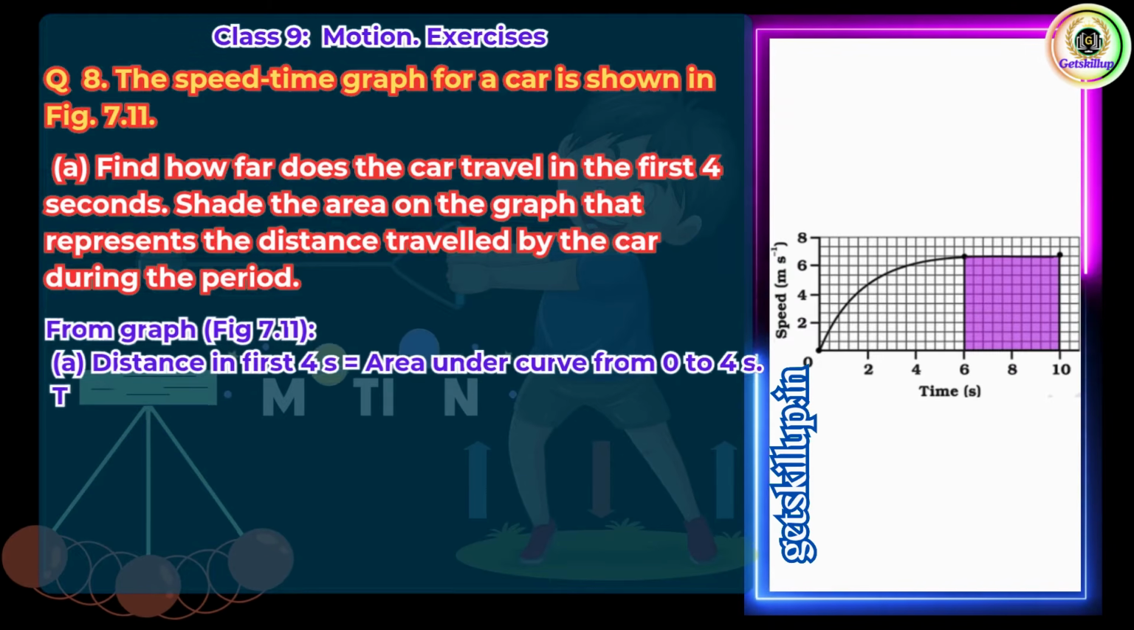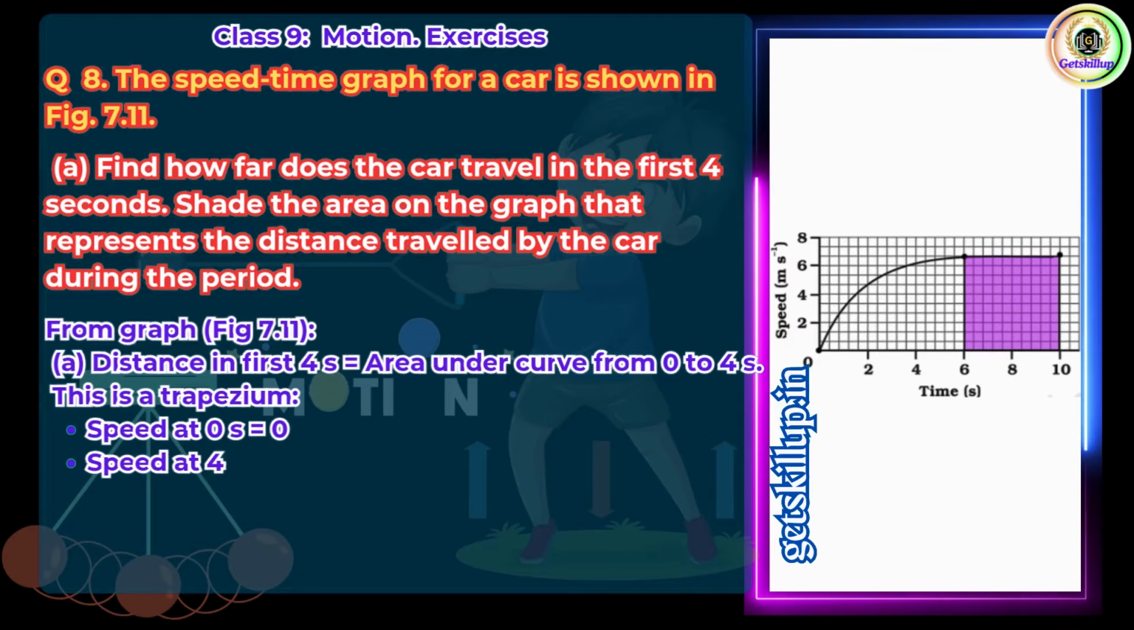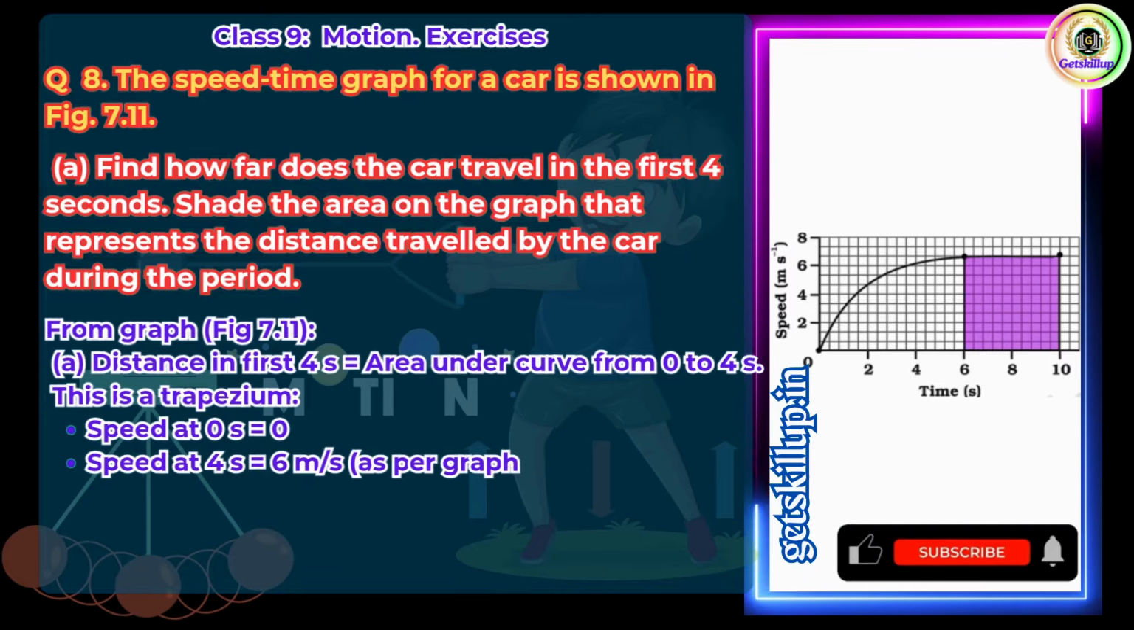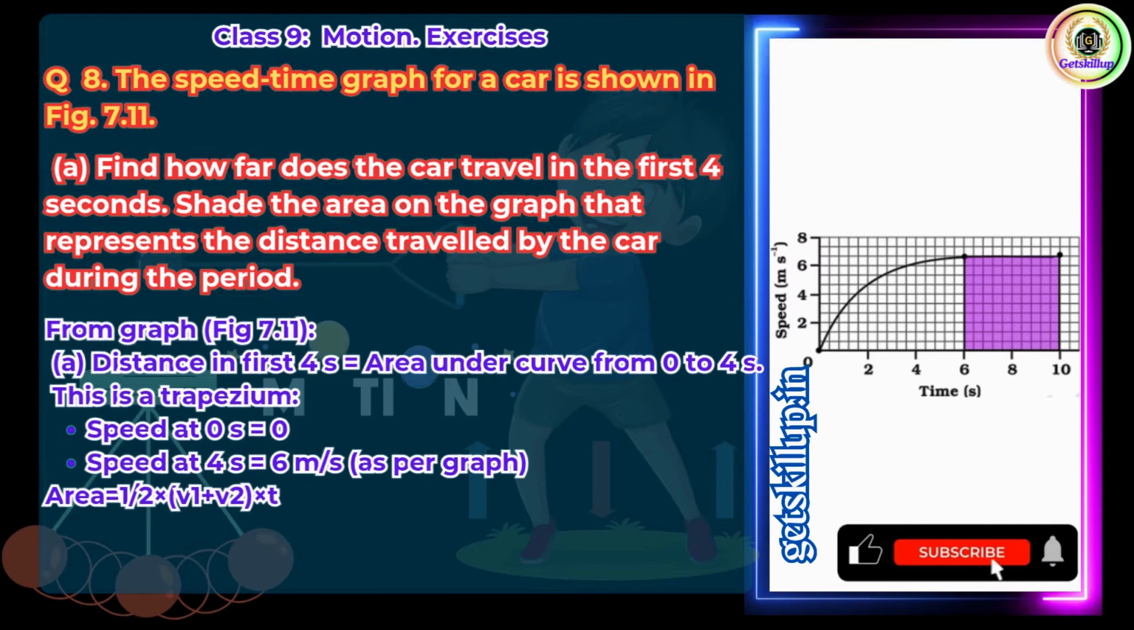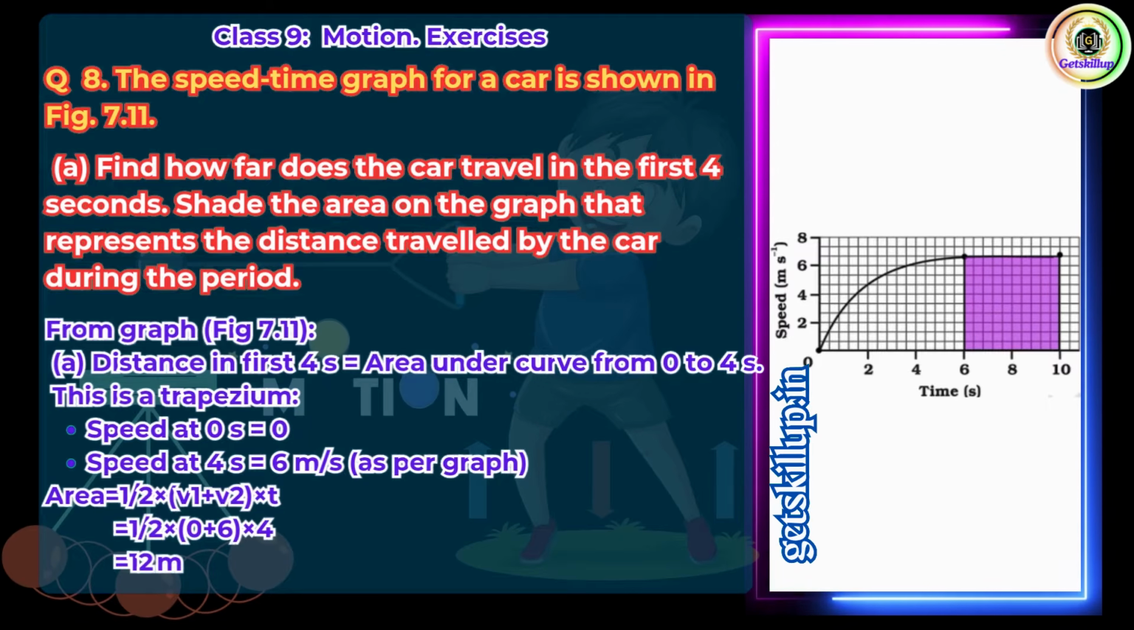This is a trapezium. Speed at 0 second equals 0. Speed at 4 second equals 6 meter per second as per graph. Area equals 1 by 2 into (v1 plus v2) into t, which is 1 by 2 into (0 plus 6) into 4, which is equal to 12 meter.